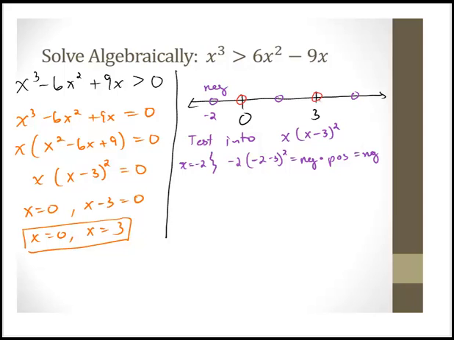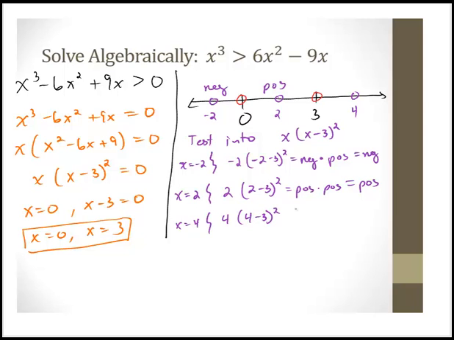Let me test between 0 and 3. How about x equals 2? If x equals 2, I would have 2 times (2 minus 3) squared, and so that's a positive times a positive, which is positive. And how about x equals 4? Testing x equals 4, I would have 4 times (4 minus 3) squared, and so that would be a positive, and then 4 minus 3 is 1, and 1 squared is a positive.